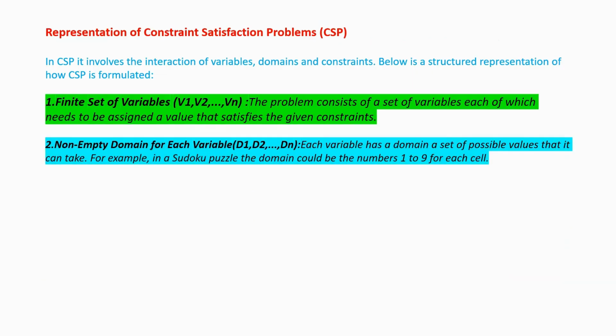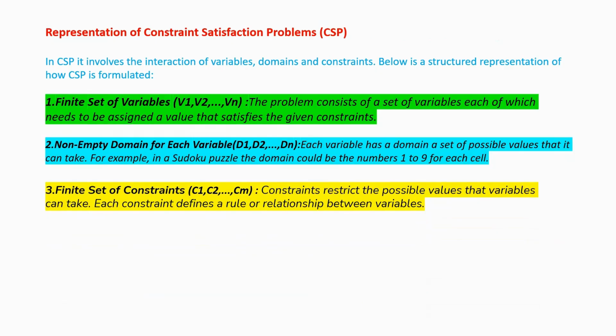So here we have a non-empty domain for each variable: D1, D2, Dn. The whole problem depends on the variables, domains, and constraints. Each variable has a domain, a set of possible values that it can take. For example, in a Sudoku puzzle, the domain could be the numbers 1 to 9 for each cell. So every variable Vi has a corresponding domain Di, which is a non-empty set of all possible values that Vi can take. For each cell in a Sudoku puzzle, the domain is the set of numbers 1 to 9, right?